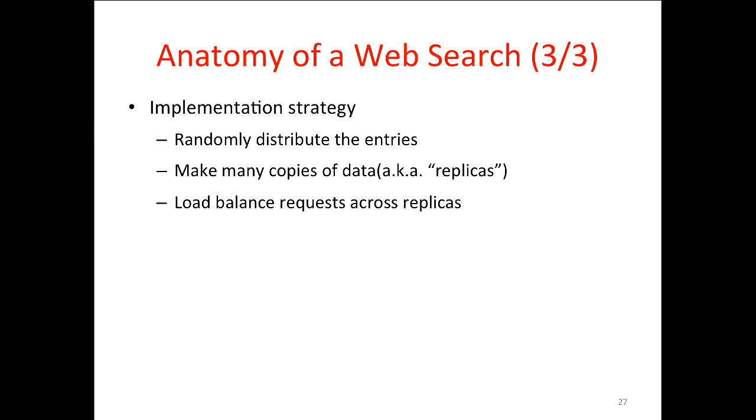Okay, so here's the implementation strategy for web search. First, we randomly distribute the entries of its keyword, and also make many copies of data, which is called a replica. This is very important here. And also we want to balance the requests across these copies.